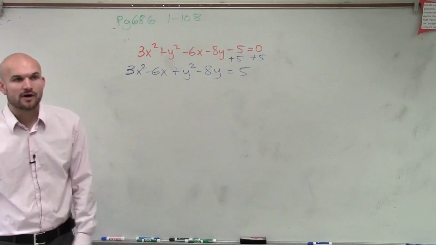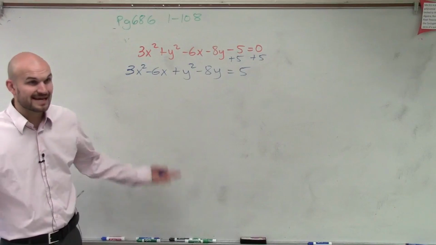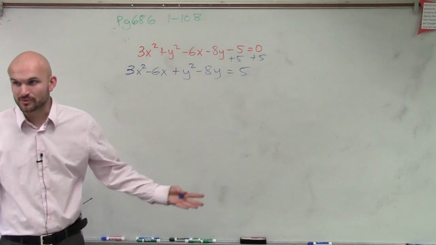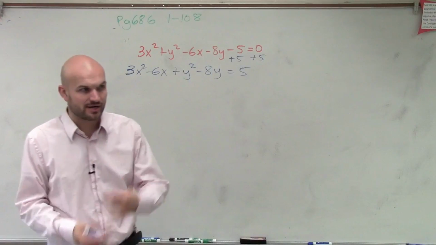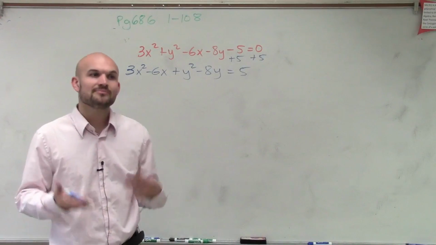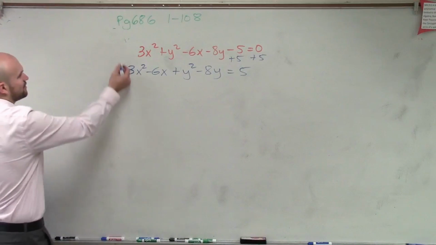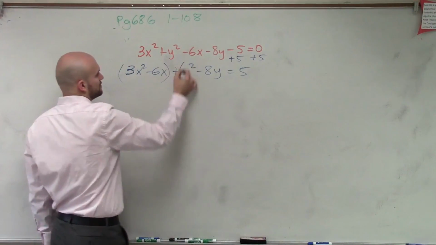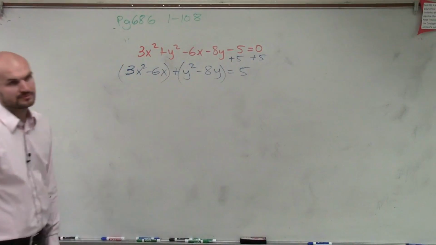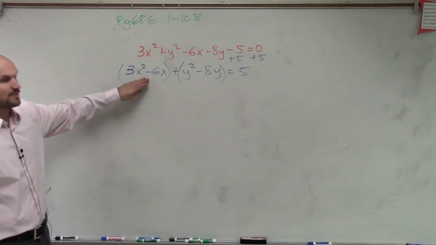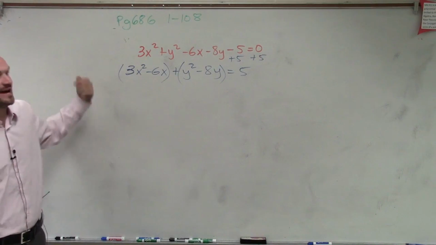All right. Now, the next step is I need to get a binomial squared. The process for getting a binomial squared is completing the square. So we're going to do it twice, once for these two and once for these two. So we look at this one and we say, all right, I can't complete the square until I factor out the 3.